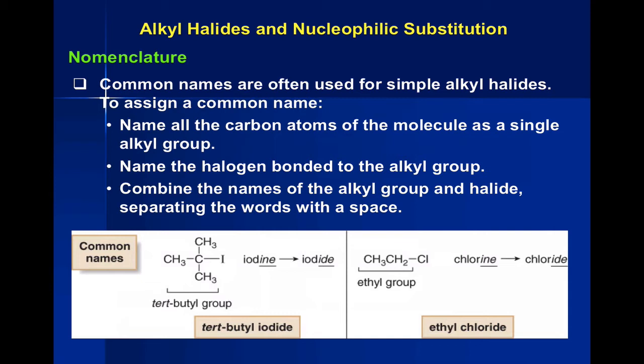For example, the one that you see here is known as tert-butyl iodide. The IUPAC name would actually be a propane derivative, 2-iodo-2-methylpropane. But the common name is to treat it almost like a salt, so tert-butyl iodide. Here we have an ethyl group attached to a chlorine. That becomes ethyl chloride.